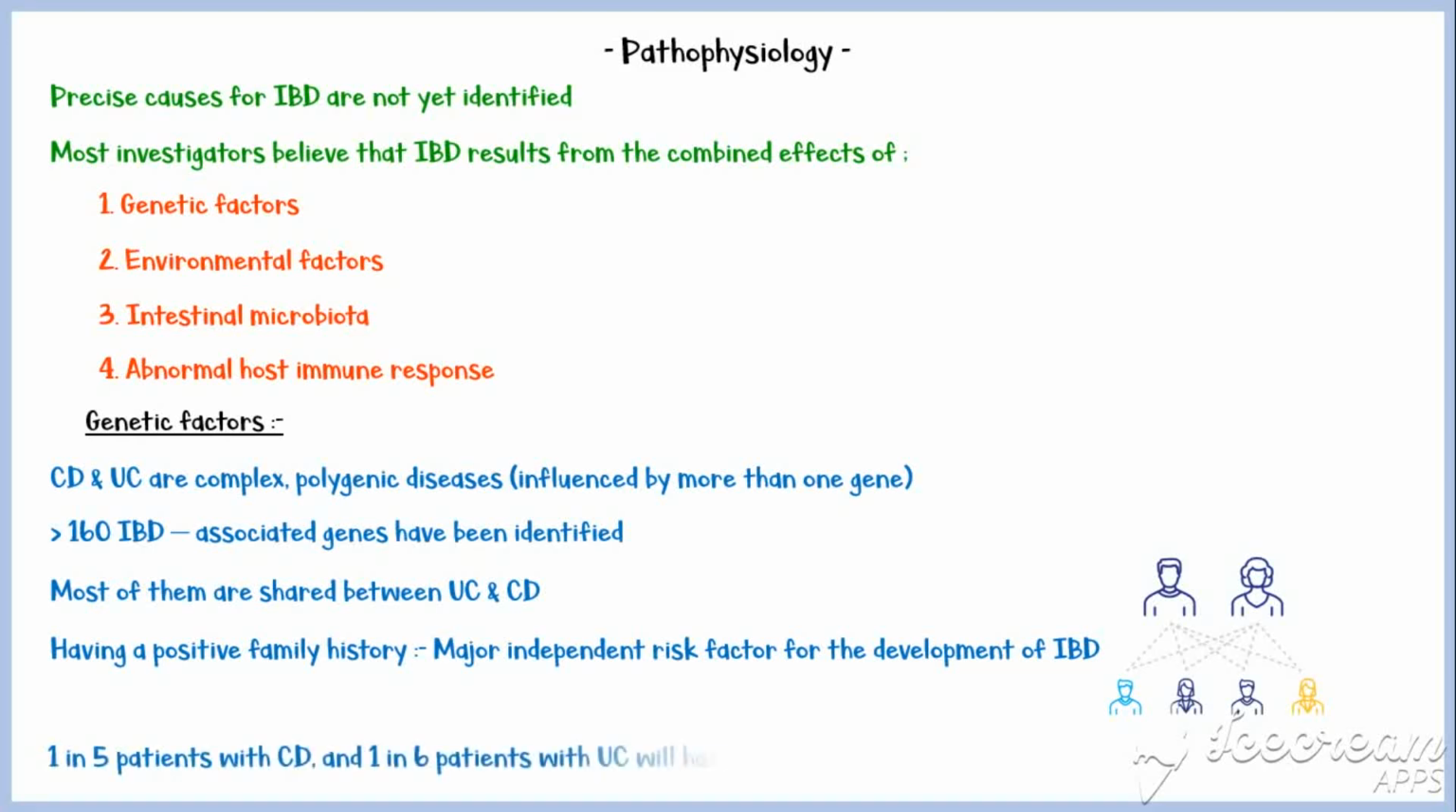1 in 5 patients with Crohn's disease and 1 in 6 patients with ulcerative colitis will have a first-degree relative with the disease. In Crohn's disease, the concordance rate for monozygotic twins is about 20 to 50%, and in ulcerative colitis, it is about 15%.